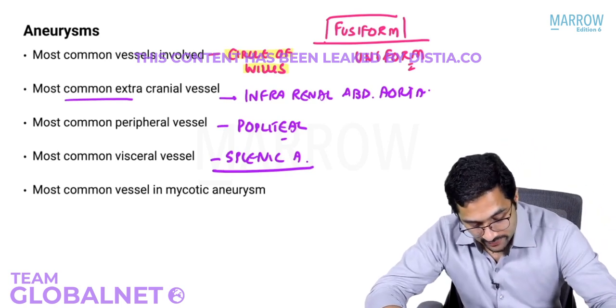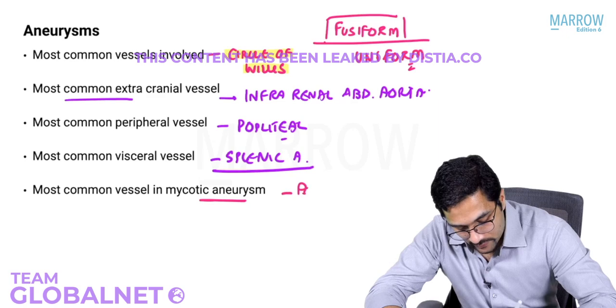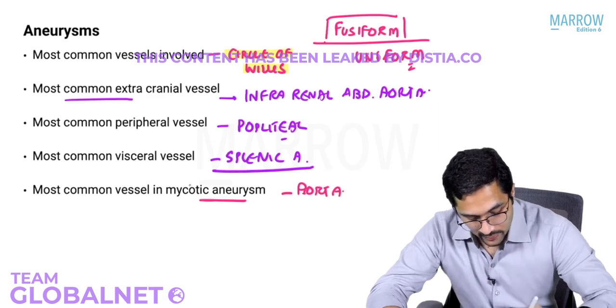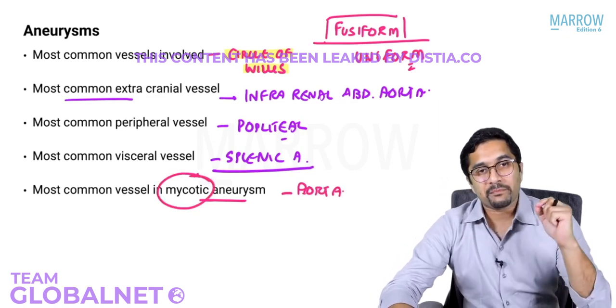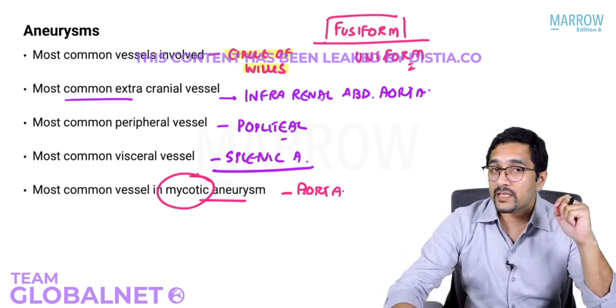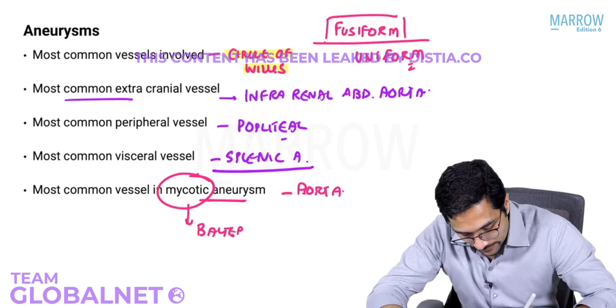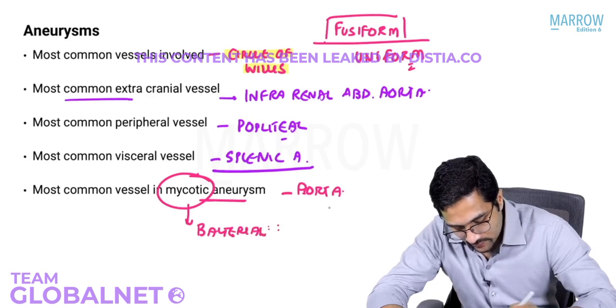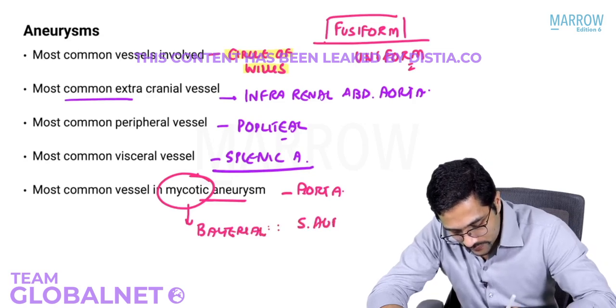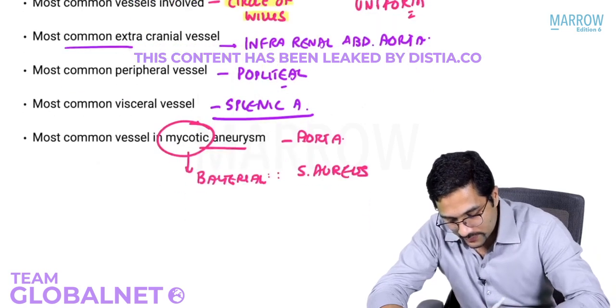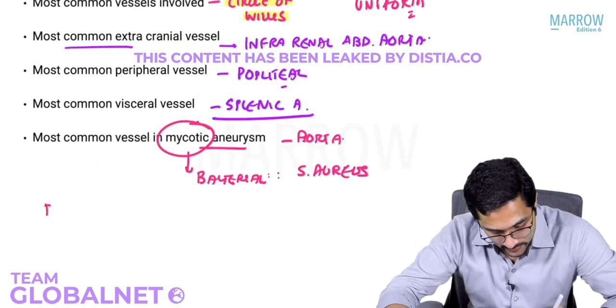And the most common vessel involved in mycotic aneurysm is also the aorta. Now, the term mycotic is a misnomer. It does not mean it is a fungal aneurysm. This is a bacterial aneurysm, and the organism which is involved is Staph aureus. Right?